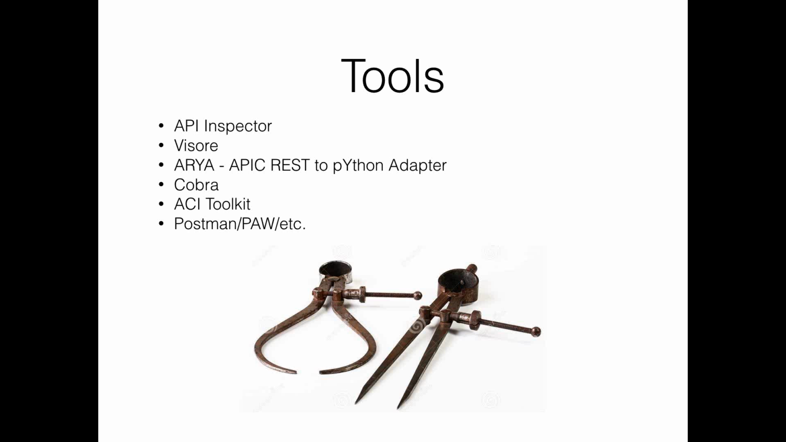But the ACI Toolkit is basically just a collection of tools. I think almost all, if not all, are written in Python. And it's just ways to poke the APIC or poke your ACI environment and kind of get cool information out of it. A lot of these tools are kind of slowly making their way into the main shipping code.